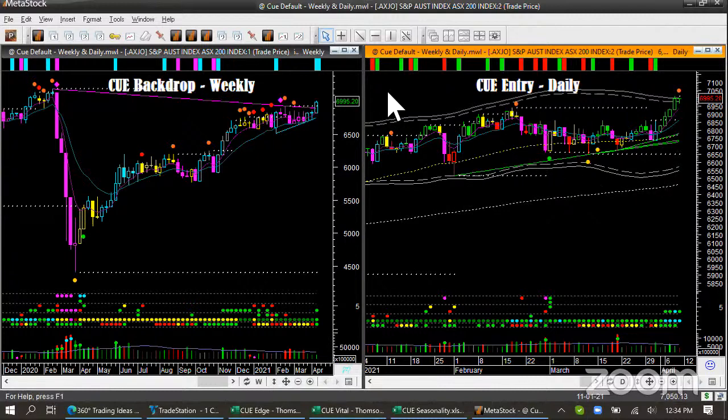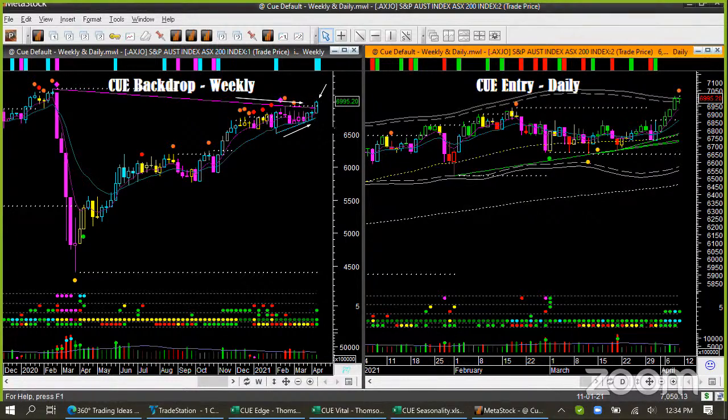I'm using the at a glance weekly daily template, starting with the Australian market, AXJO. For a long time, the Australian market was moving sideways. In the weekly chart, it was inside a triangle pattern bound by trendline resistance and trendline support. This week, it very nicely broke out of that triangle pattern, to the upside. In the daily, it is already up for a few days from the recent low.